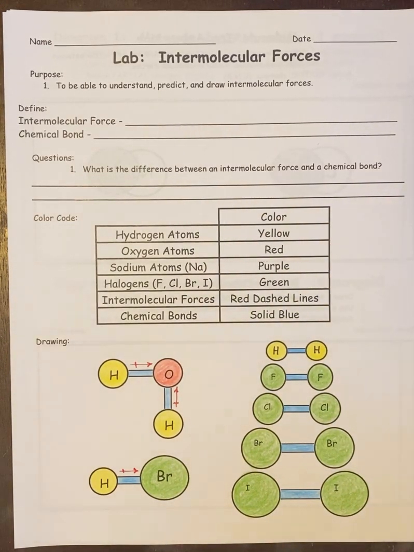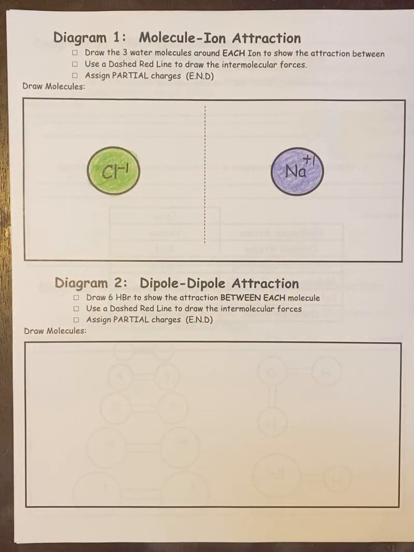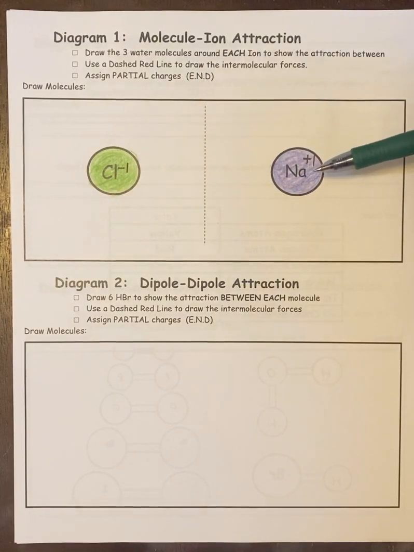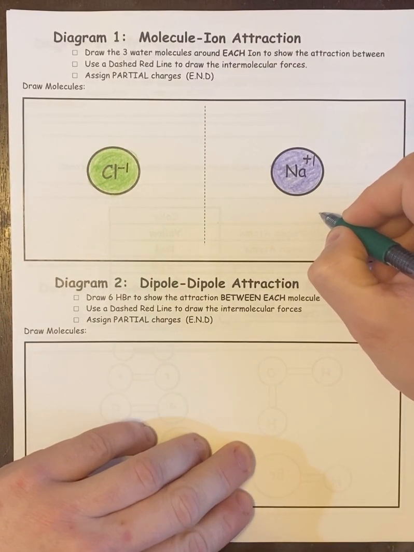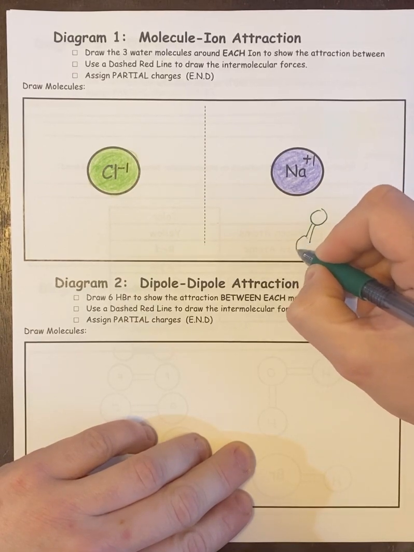All right, so that's the basics for the beginning of the lab. And now let's get to the scenarios. So in diagram one, what you're going to do is you're going to draw 3 water molecules and show how they attract to the Cl minus. I put the 1 in, you could too if you want, or Na plus. You're going to show how they attract there. So I'm going to do this one first. I'll do one example problem and that's it. So you're going to draw them out just like they were on the first page. They're going to look like this.